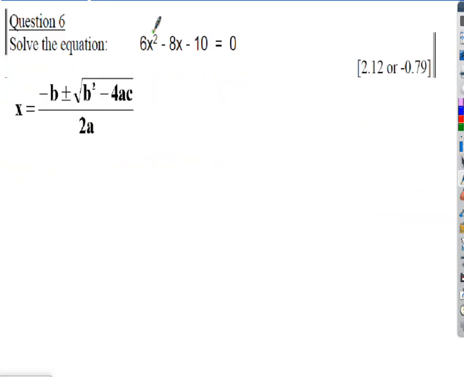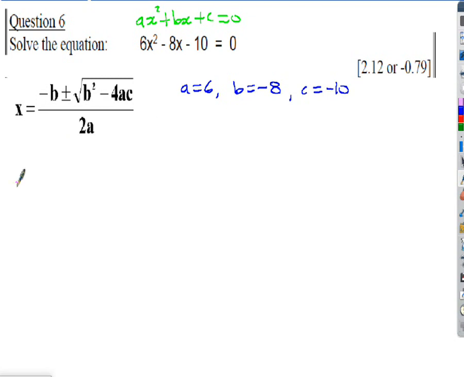So question 6 solution here, we're given the equation 6x squared minus 8x minus 10 is equal to 0. That is of the form ax squared plus bx plus c is equal to 0. So we've got our standard form straight away, no rearranging required. So reading from the question, I can clearly see that a in this case is equal to 6, b in this case is equal to negative 8, be careful you take the negative with you, and then c is equal to negative 10.